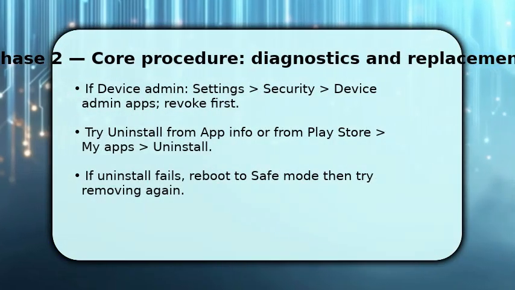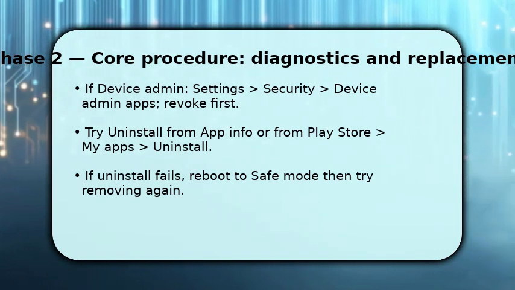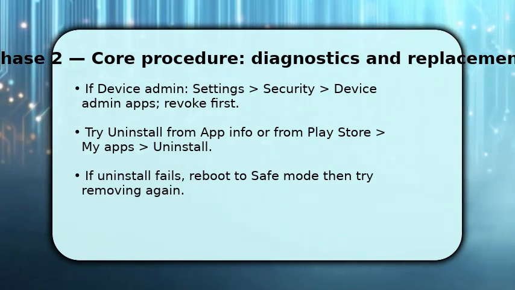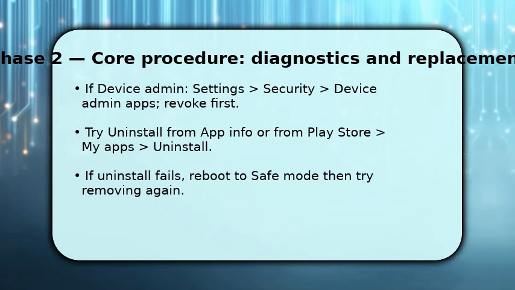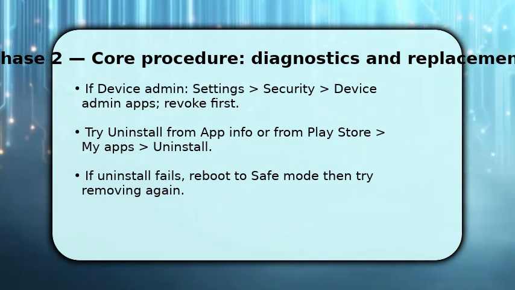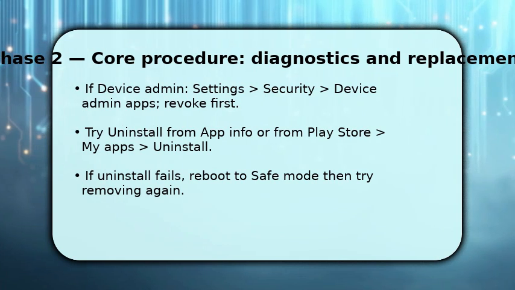Next, you check and revoke special rights that block removal. If the app is a device administrator, go to Security, Device Admin Apps and turn it off. This unlocks Uninstall. Then attempt Uninstall from App Info.